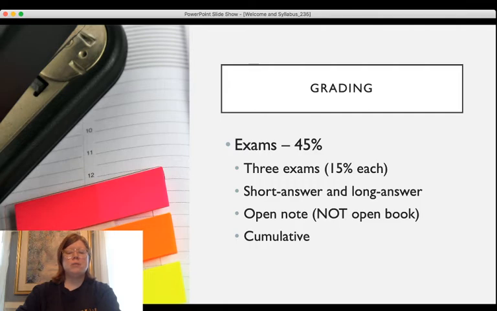Your tests are open note, but not open book. So since I'm asking you to do essay questions in which you'll reference readings and lecture discussion, etc., I'm allowing you to use your class notes as a reference, but I don't want you to use the textbook for definitional questions or anything like that.